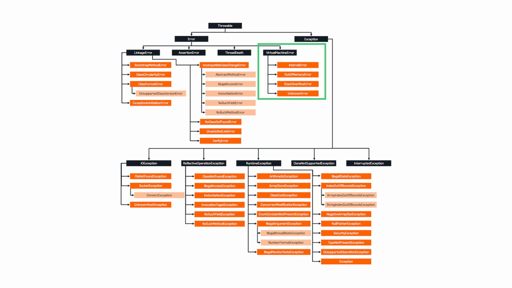For example, under Error, you have specific errors like OutOfMemoryError and StackOverflowError, which signal serious issues within the Java virtual machine. On the other side, under Exception, you find more granular subclasses like FileNotFoundException under IOException or ArithmeticException under RuntimeException, which are more common in day-to-day coding. You can also download this diagram from the video resources if you wish to examine it more closely.